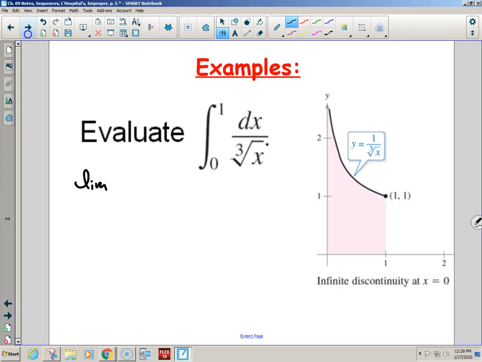Meaning, I need to go ahead and say, okay, limit as A goes to 0 from? From above, because it's this region that's above 0. Does that make sense? I can't come from this way. That's not the bounds. I need to come from above. And there's my integral from A to 1 of x to the negative.